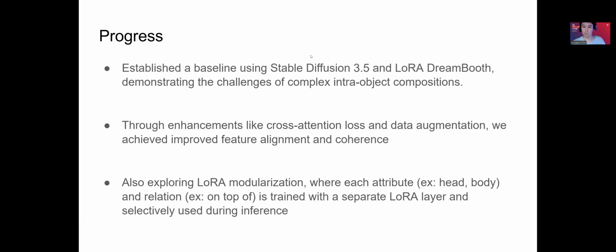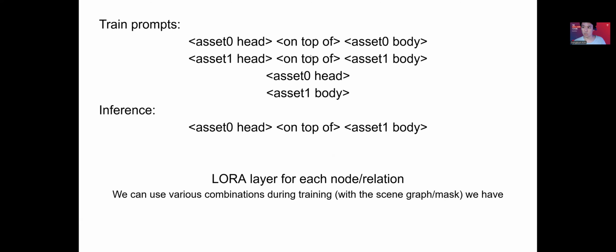used during inference. For a more detailed explanation of the LoRA modularization, we have prompts like asset zero head on top of asset zero body, or asset one head on top of asset one body, which are the different objects that we have. And we also have separate assets without the relations. We can maximally utilize our data by training separate LoRA layers for each of the attributes and relations that exist in the data that we have. And during inference, we can just selectively choose each attribute and relation that we want in our result image.